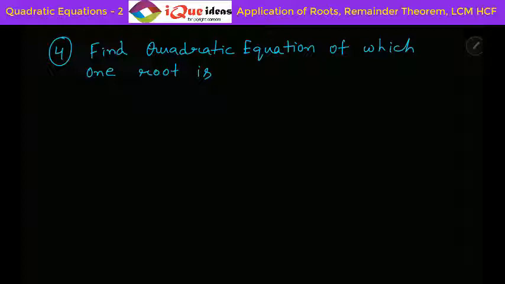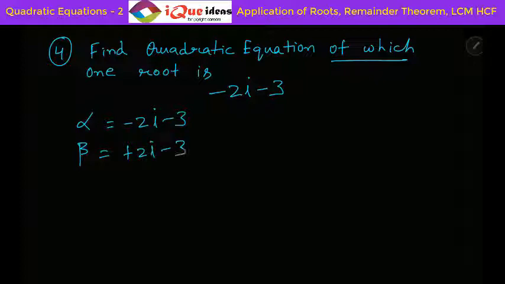Now let's take one more question in this. It says find the quadratic equation of which one root is minus 2i minus 3. So let's say the one root is alpha, that is minus 2i minus 3. Now this is an imaginary root, so the other root beta has to be the conjugate pair of this, and in that we just change the sign of the imaginary part. So here it is minus 2i, so in the second root it will be plus 2i minus 3.